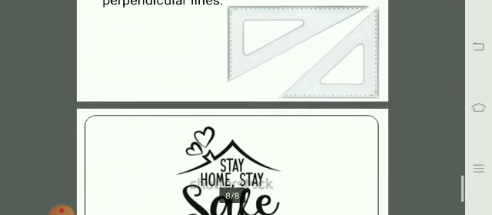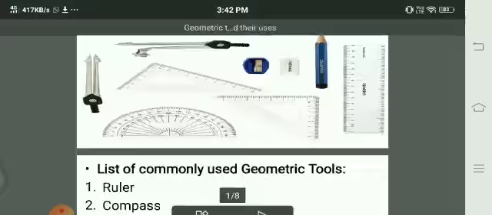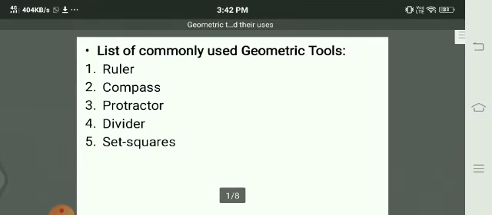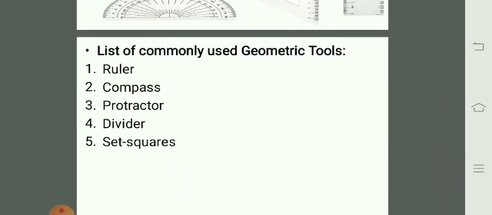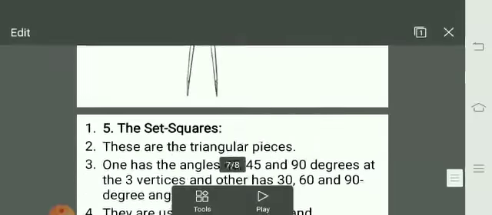I hope all of you understood all the geometric tools used in mathematics. Which tools have we studied? Ruler, compass, protractor, divider and set square. The ruler is used to measure length. The compass is used to draw a circle or arc. The protractor is used to measure angles. The divider is used to compare lengths, and set squares are used to construct parallel and perpendicular lines.